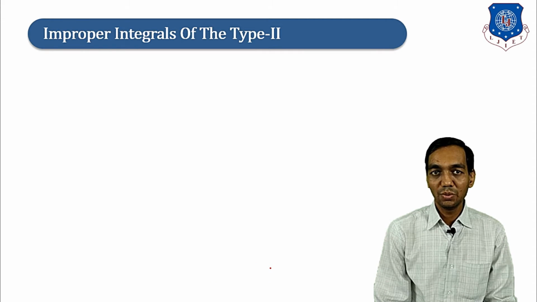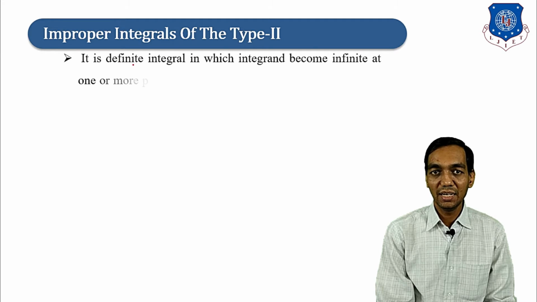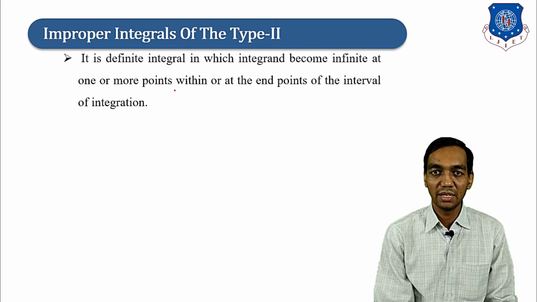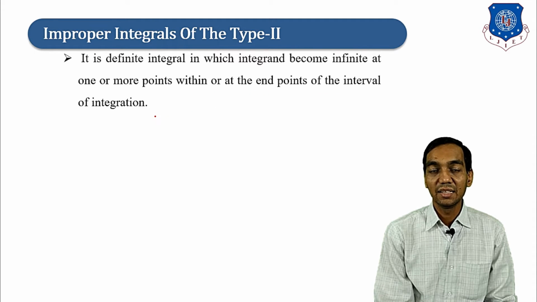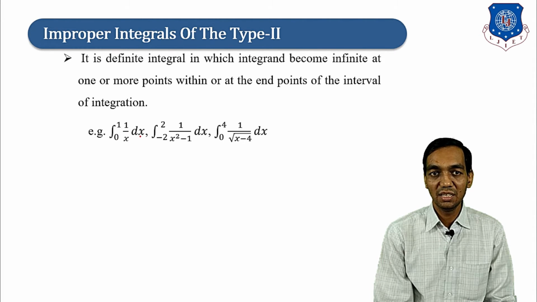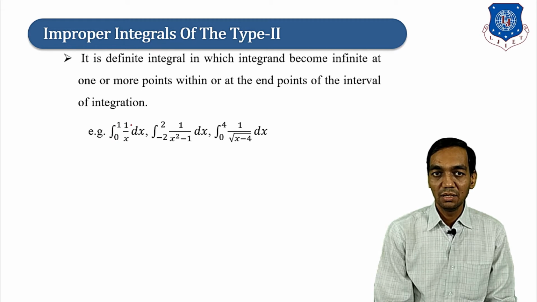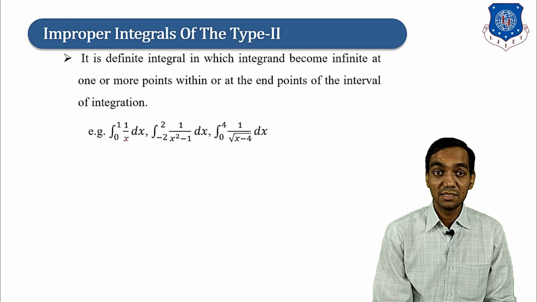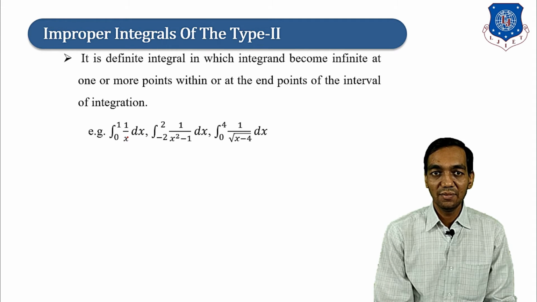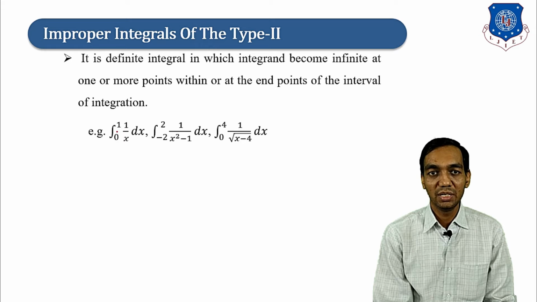Now, improper integral of type 2. Okay. Now in type 2, it is a definite integral whose integrand becomes infinite at one or more points within or at the end point of the interval of integration. That means, suppose you have integration from 0 to 1, 1 upon x dx. Now see here, limits are finite, but 1 upon x is not defined at 0 and 0 is in your interval of integration. Okay, that's why this is a type 2 improper integral.